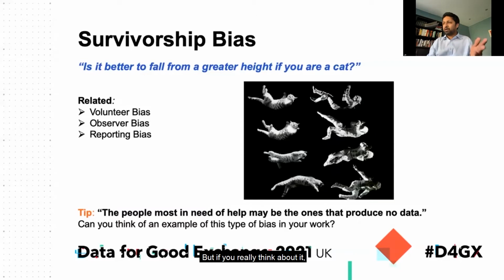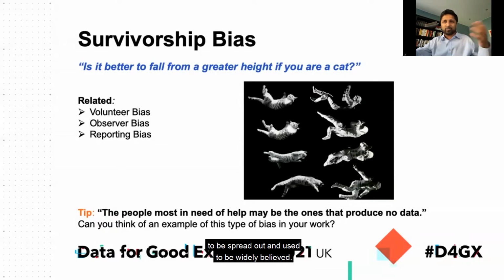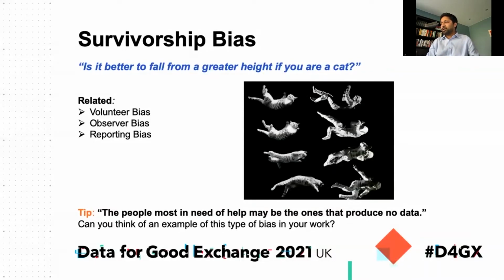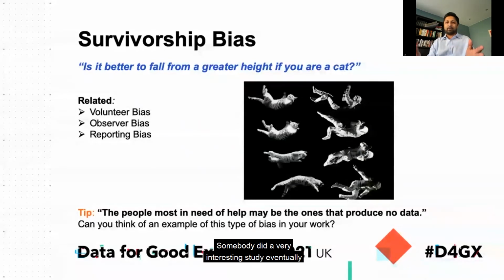But if you really think about it, none of this truly explains the original phenomenon of people saying, you know what, if a cat fell from 5 floors, it's more likely to have bigger injuries than when a cat falls from 10 floors. This is a myth that used to be widely believed, and the explanations offered were from physics and other areas. But somebody did a very interesting study eventually, where they thought about how this belief came to be.